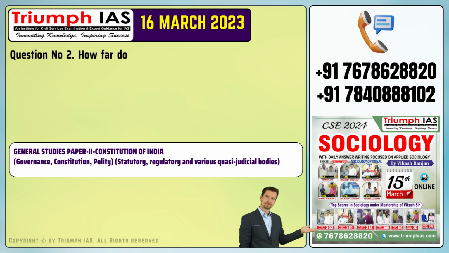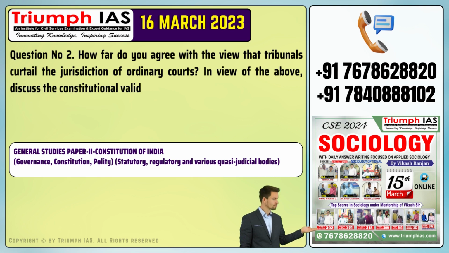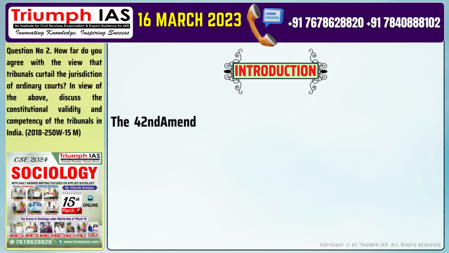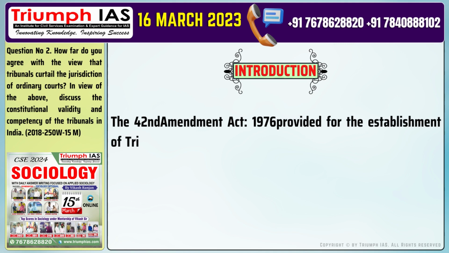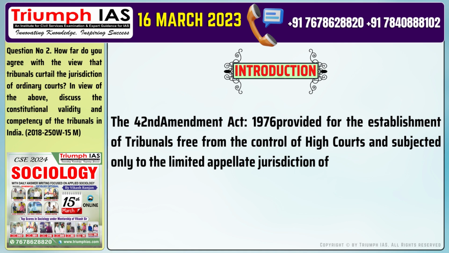Question number 2. How far do you agree with the view that tribunals curtail the jurisdiction of ordinary courts? In view of the above, discuss the constitutional validity and competency of the tribunals in India. Let's start with the introduction of the answer. The 42nd Constitutional Amendment Act, 1976 provided for the establishment of tribunals free from the control of high courts and subjected only to the limited appellate jurisdiction of the Supreme Court.